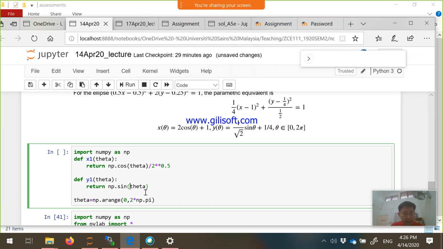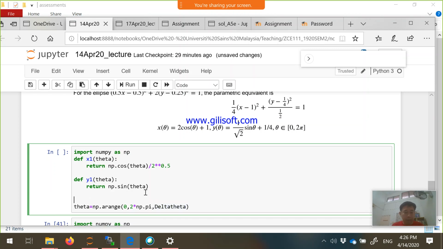Okay, so that would give me n values of theta starting from 0 up to 2 pi, and it's going to vary at some delta theta. Now the delta theta is the interval or the resolution of the angle. What delta theta do I want? I usually define my delta theta in terms of the last value of theta minus the first value of theta divided by n intervals. And how many intervals do I want?